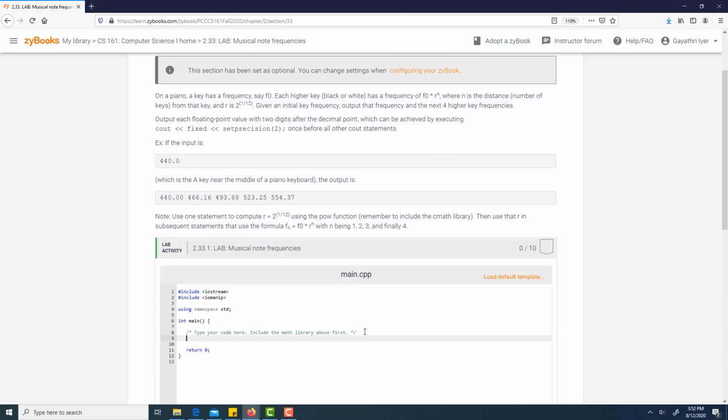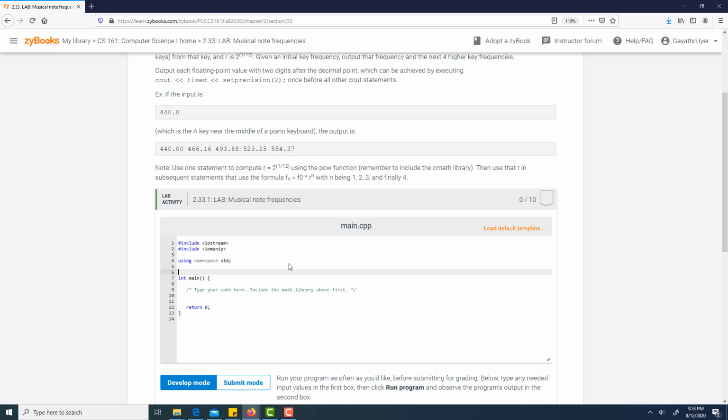Let's start. A good way to do this is that R is a constant, and I like to put constants outside of main, even though this book doesn't ask you to do that. So let's say const double R, and ideally all our constants should be uppercase. I have not tried this lab, so we'll try this. Power of 2, comma, 1.0 over 12.0, because I want that decimal.